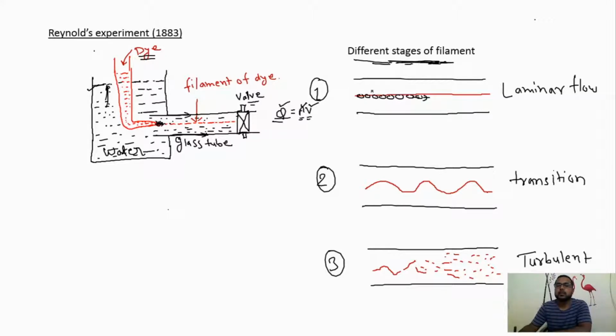The first one is laminar flow, in which the dye has a fixed path, a straight line motion, and that is the lamina of dye. In this, the dye particle moves in a straight line, so this is called laminar flow.